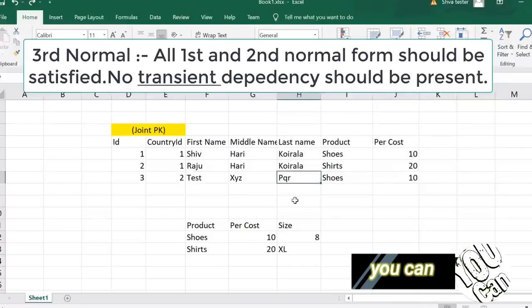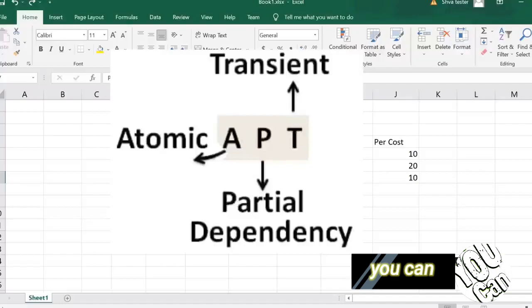So in other words, to put forward a complete answer, you can remember this word: APT. Remember, in an interview, sometimes you can use acronyms to remember things. APT means appropriate. A for atomic values. All the columns should have atomic values. We should not have repeating groups. P, partial dependency. Partial dependency means we should not have any non-key column which is partially dependent on the primary key. And finally, T, transient dependency. We should not have any non-key column which is dependent on another non-key column.